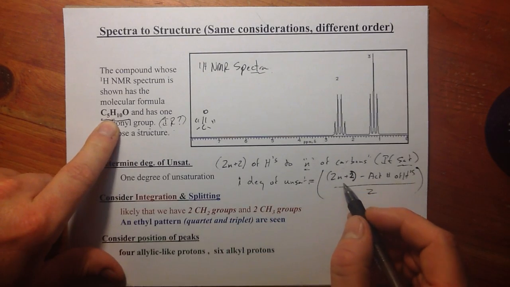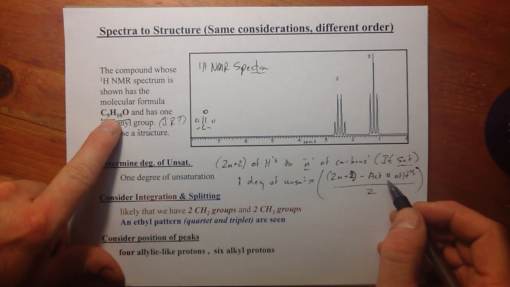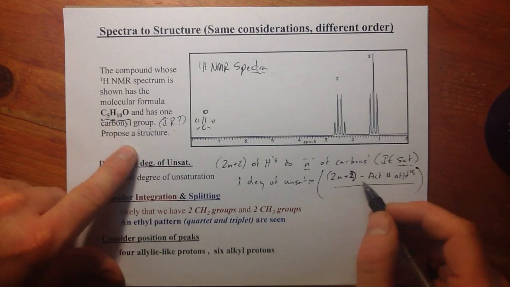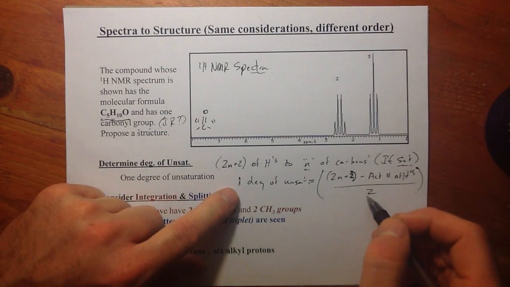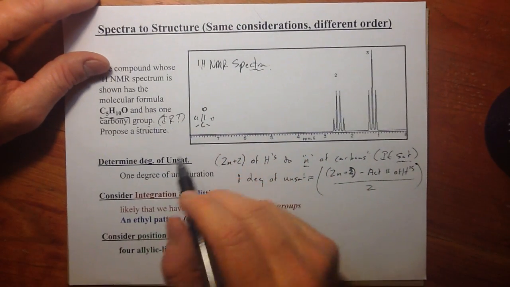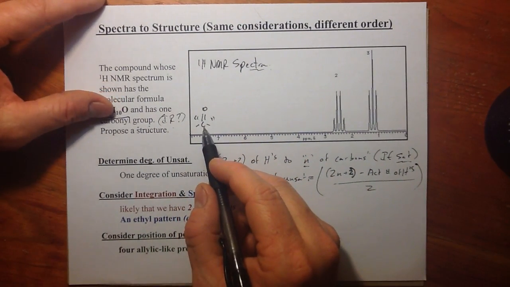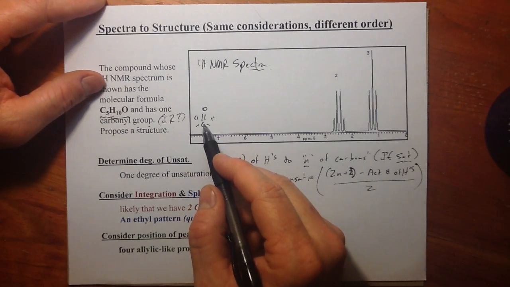So we have, this number was 12. In the calculation it's 10, looking at the actual molecule. 12 minus 10 is 2, divided by 2 is 1, so we have 1 degree of unsaturation. Well, that was kind of expected, that we'd at least have 1, because we know we have a carbonyl group. We have a C=O double bond.